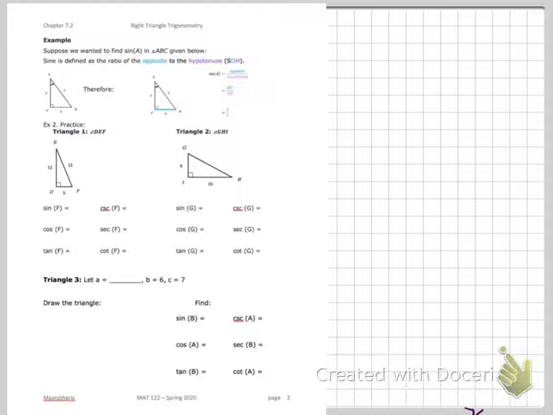Sine is the opposite over the hypotenuse. And so if we are looking at angle A, again, that side opposite is the one basically you can draw a straight line to. So 3, the hypotenuse is the side opposite the right angle, so our 5. And so we get that ratio of 3 over 5, and that is the sine of angle A.